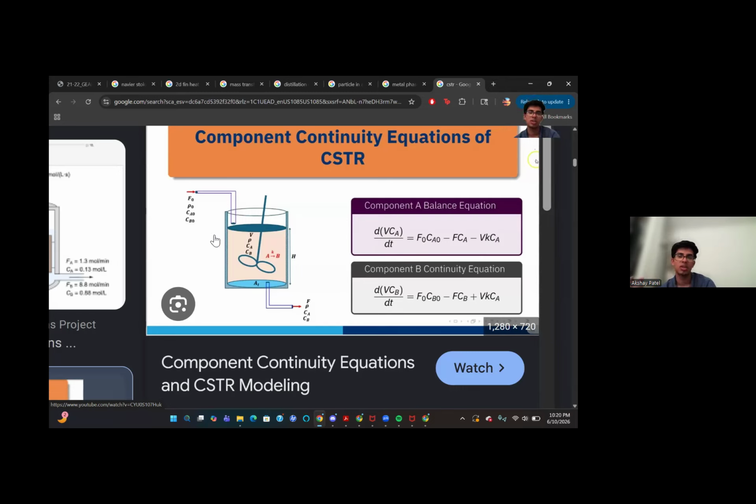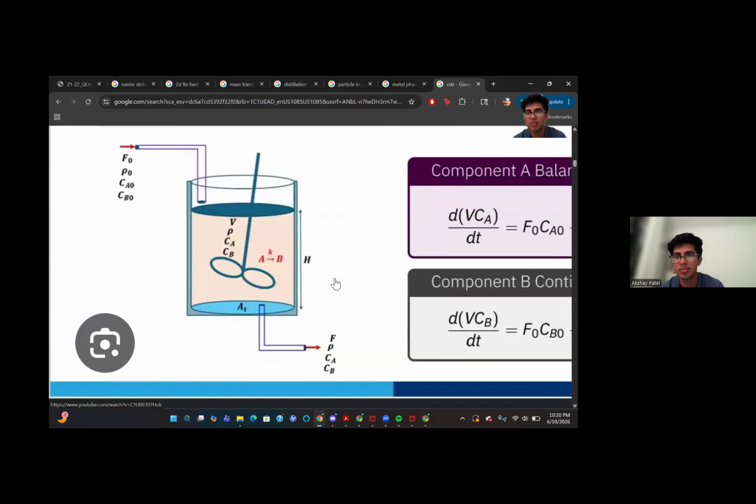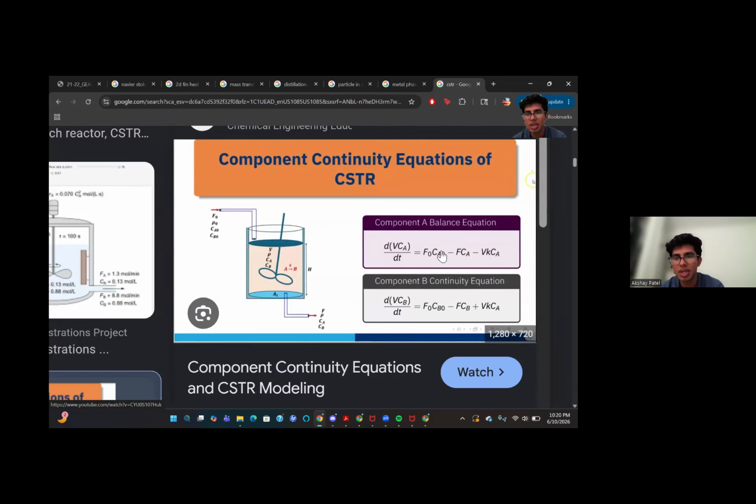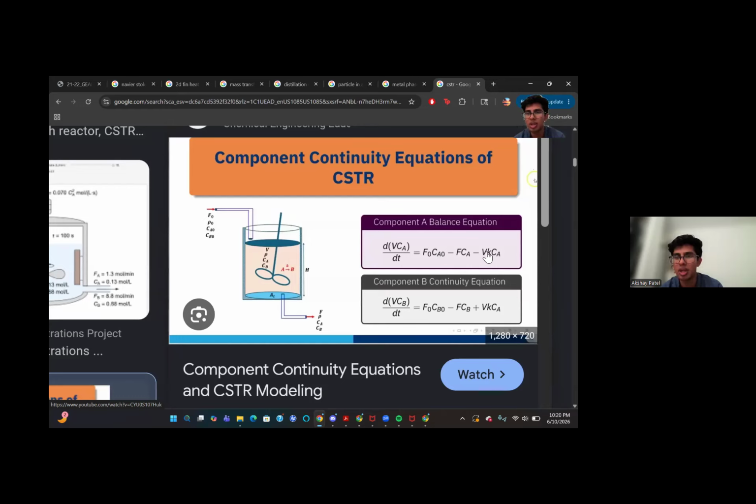So your reaction of A converts to B in here. What's happening here is A is going to B. So your in minus out plus accumulation is what's happening here. That's basically chemical engineering: sorry, in minus out plus generation equals accumulation. So this is your accumulation term. This is how many moles are accumulating over time.